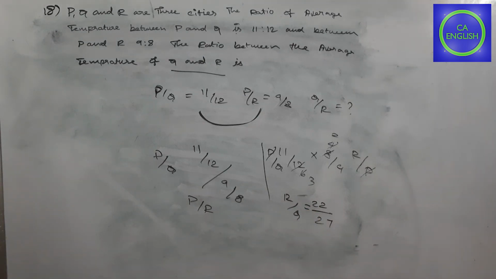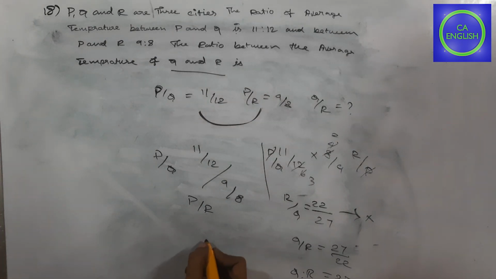This answer is given in option A of the question, but this is not the right answer as given, and the right answer we need is Q by R. The answer is 27 by 22. That means in ratio Q is to R is equal to 27 is to 22. That is the right answer. I will write clearly here, 27 is to 22 is the correct answer, Q is to R, and the option is B.